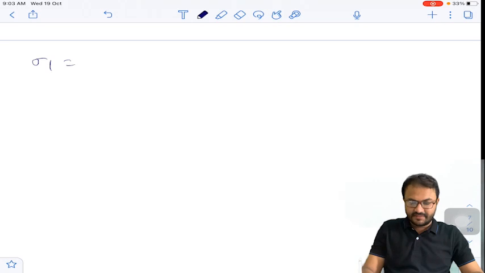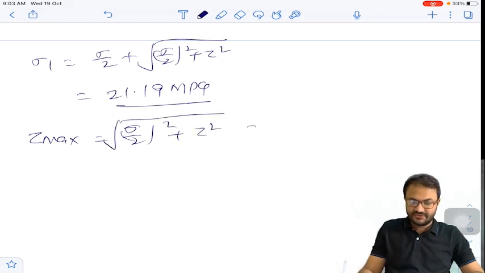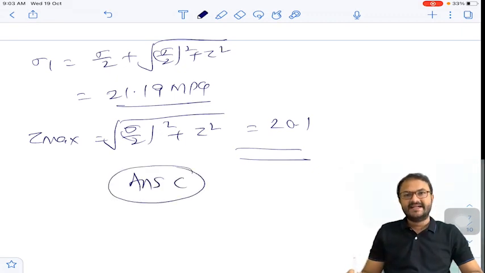be sigma by 2 plus square root of sigma by 2 whole square plus tau square. So this is major principal stress, you will get 21.19 MPa, and maximum shear stress tau max is equal to square root of sigma by 2 whole square plus tau square. So you will get it is 20.1. So by this, option C will match for question number 7.